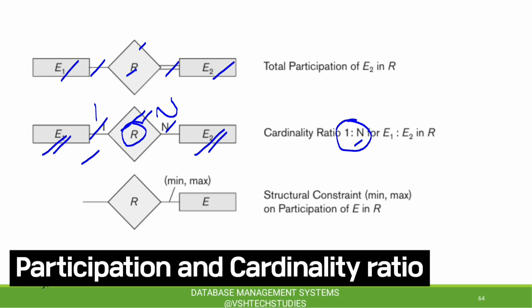Another notation is the min-max notation. Here is the relationship, here is the entity. The structural constraint will be shown: the minimum number and maximum number on participation of E in relationship R. How many entities belonging to entity set E are participating in the relationship R? How many minimum can it participate? How many maximum can it participate? That is min-max notation. So these are as far as participation of entities in a relationship is concerned.